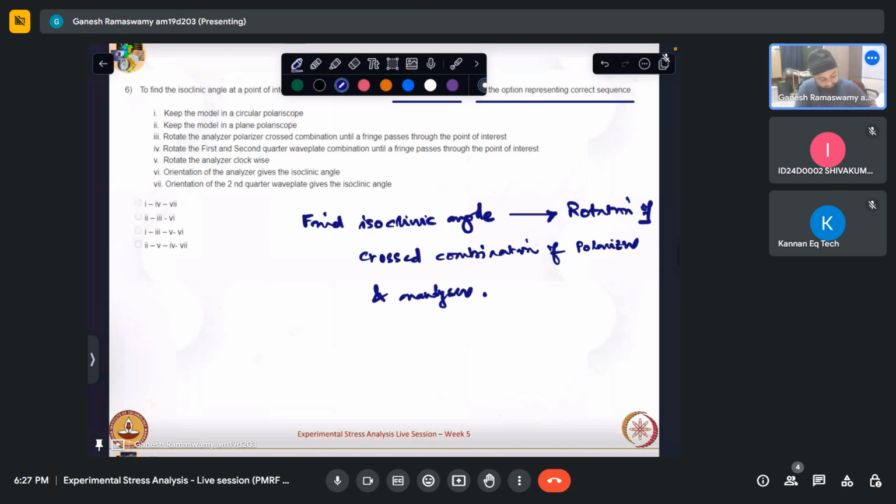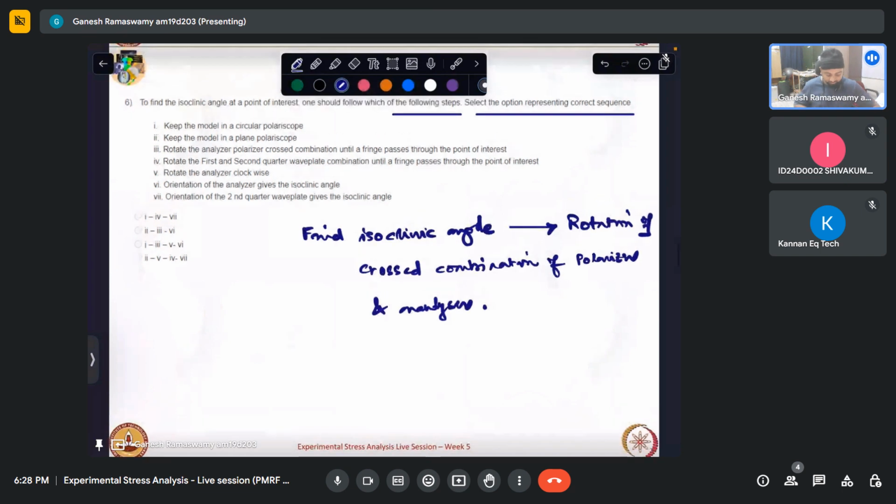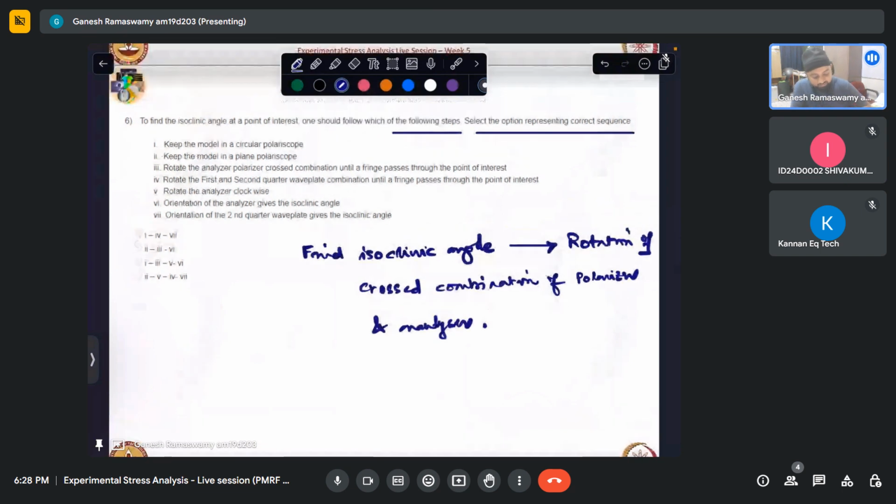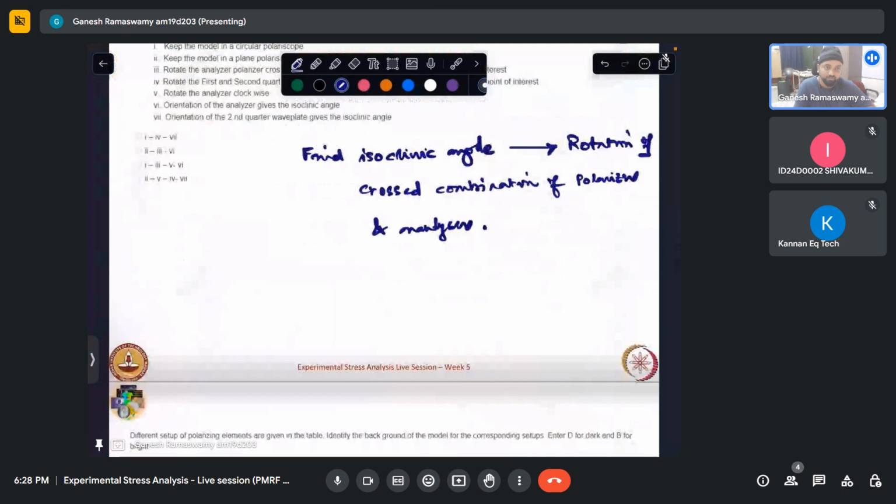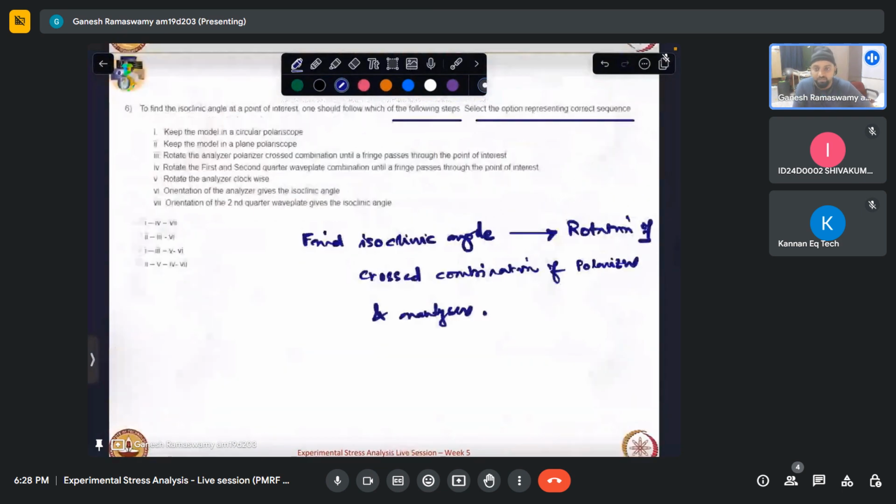So here we need to do this by rotating the polarizer and analyzer. So the first requirement is we should be able to see the isoclinic fringes. So naturally, we cannot go for a circular polariscope arrangement. We have to go for a plane polariscope arrangement. So 2 is correct. 2 is there, 1 is not there. Rotate the analyzer polarizer crossed combination until a fringe passes through that point of interest. So 3 is also part of our scheme.